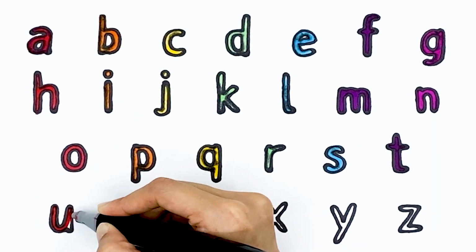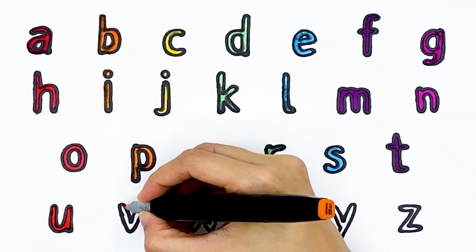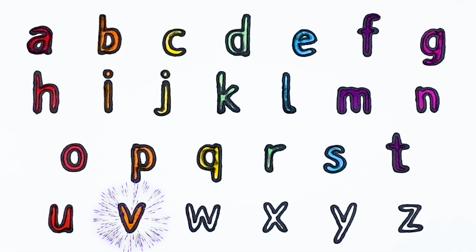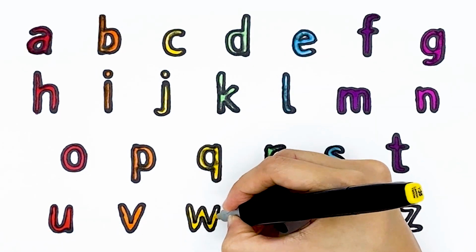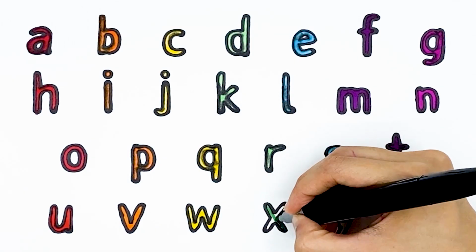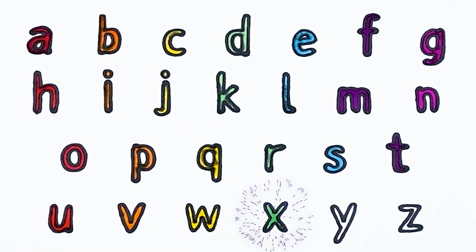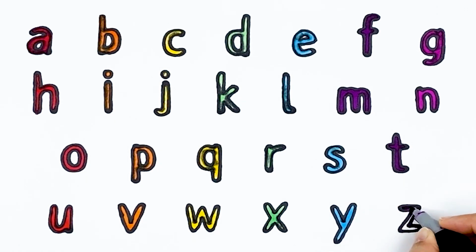R is for rainbow. Rainbow. Rainbow. R. Rainbow. S is for spider. Spider. Spider. S. Spider. T is for tiger.